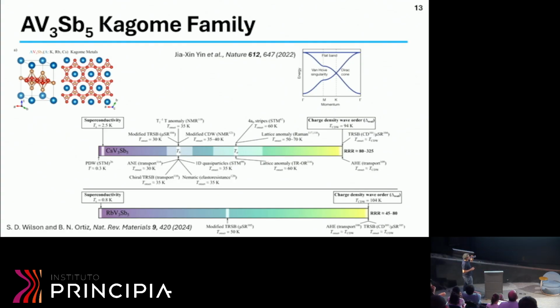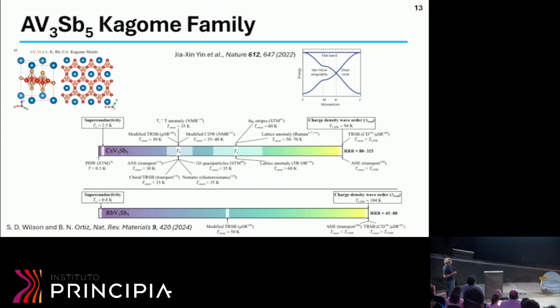So now, getting into the main theme of the talk. We are looking at this kagome AV3Sb5. A lot of people already talked about it in the previous talks, and I thank people for that, so I won't take much long here. But the thing is that you have these compounds that have a lot of different ground states or different properties that have been seen since its discovery.